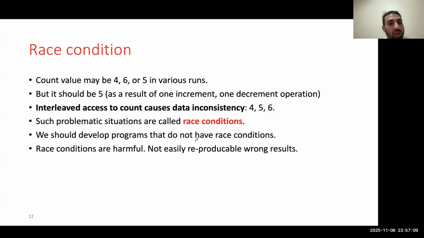So now we should develop programs that do not have race conditions. And how can we do that? How can we avoid the race condition? By implementing process synchronization. And this is a big issue because the wrong results we see are not easily reproducible, and also because there are multiple wrong results. For example, let's say your program is supposed to output the value of 100, but sometimes it gives you 100, sometimes 50, sometimes 20, sometimes 70. So it will be very difficult for you to understand what is happening.